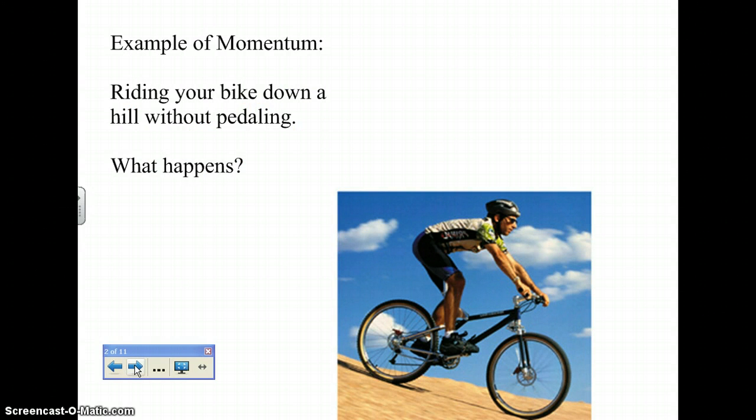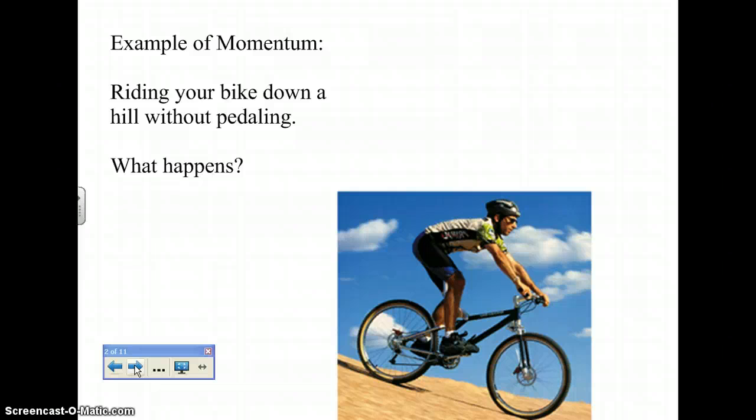Moving right along, example of momentum. So you're on your bike, all right, and it's a nice flat surface. You've got to pedal, and then, oh, sweet, there's a hill coming up. You want to act like the 5-year-old, right? We all do it. I do it. I ride my bike like all the time. So you start to go down the hill, and you put your feet out to the side. How in the world are you still moving, right? Because that's my question here.